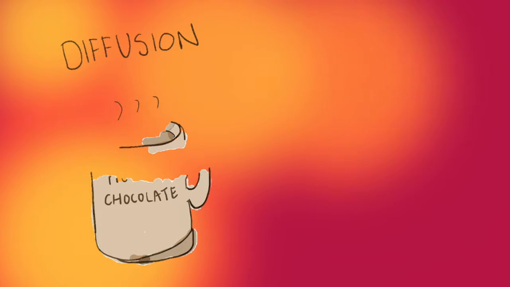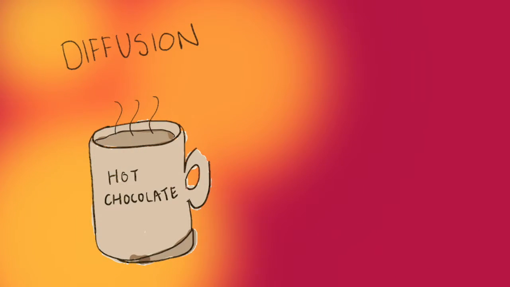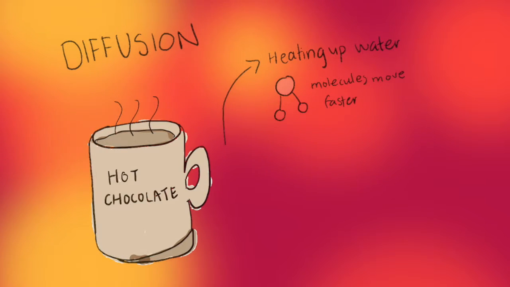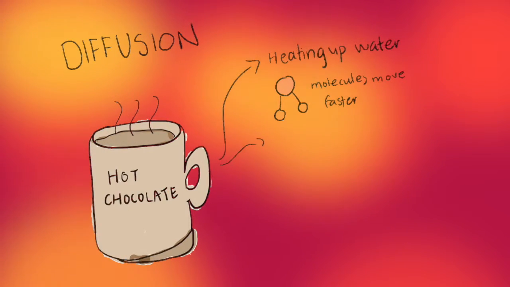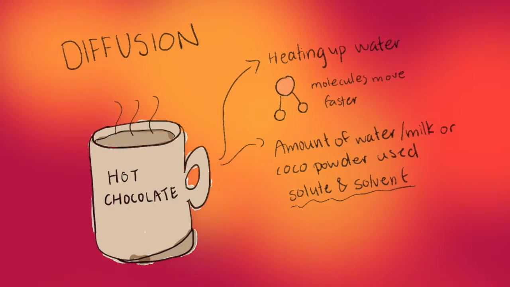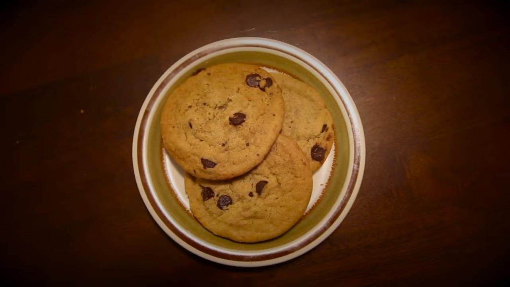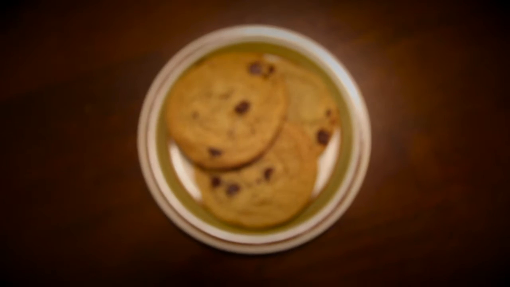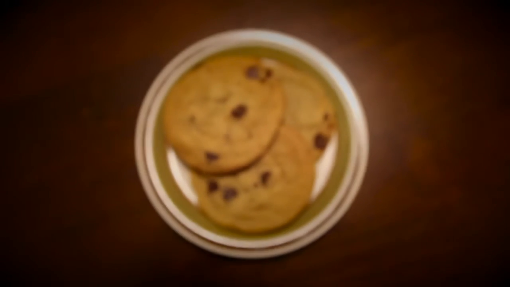And diffusion. When you're making the chocolate milk, there's so much happening. When you heat up the water, you're really increasing the kinetic energy, and every molecule is moving faster, which helps it mix faster. And the ratio of water or milk to cocoa powder you use is also really important, because that is what's going to give you your perfect, ideal hot chocolate. So the next time you have some cookies, just think about all the chemical reactions that go into making that.